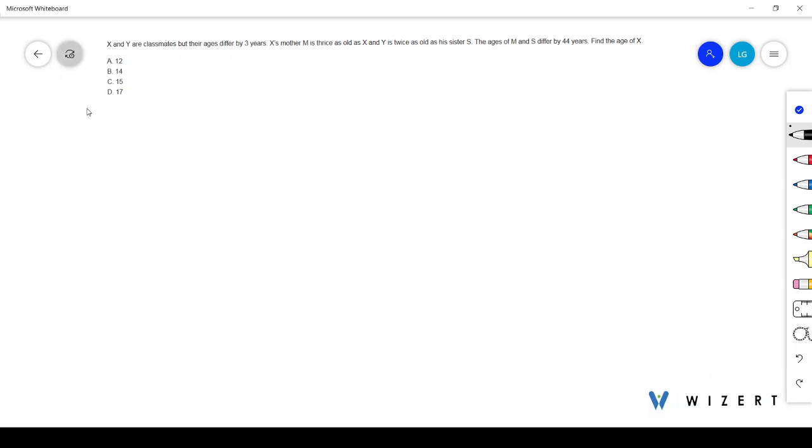Our question is: X and Y are classmates, but their ages differ by 3 years. X's mother M is thrice as old as X, and Y is twice as old as his sister S. The ages of M and S differ by 44. Find the age of X.